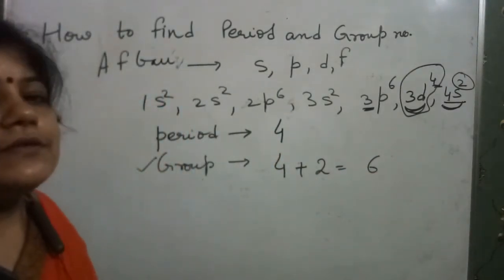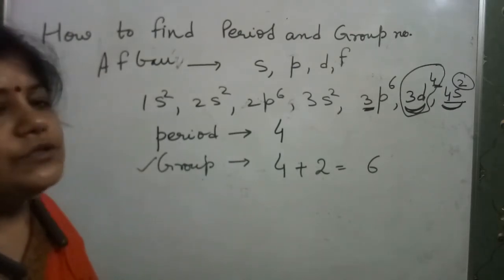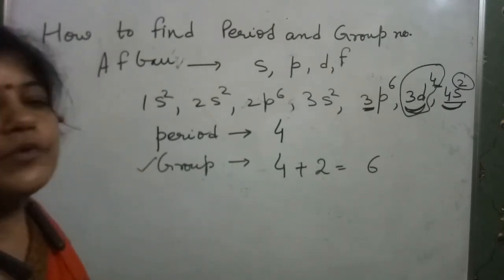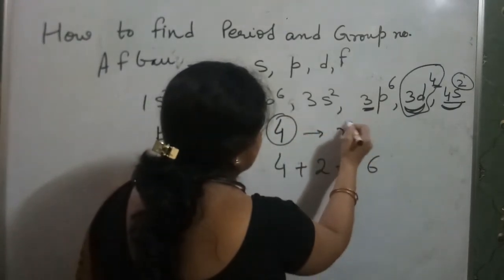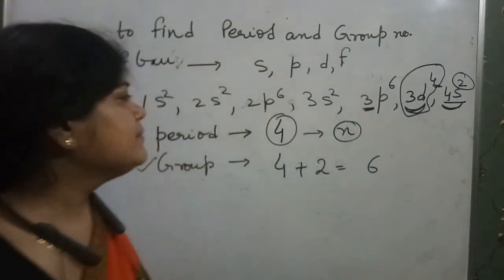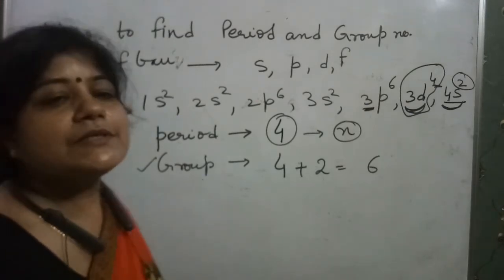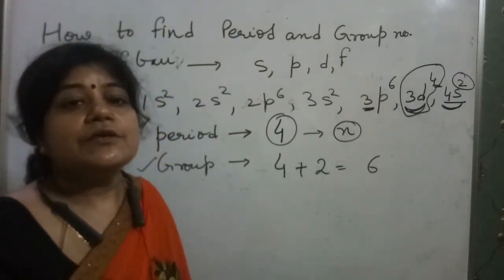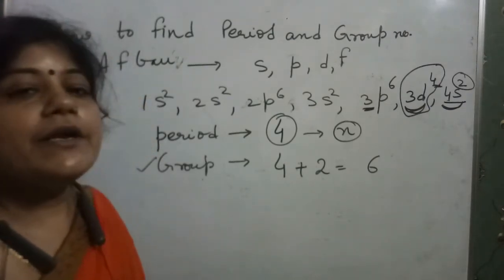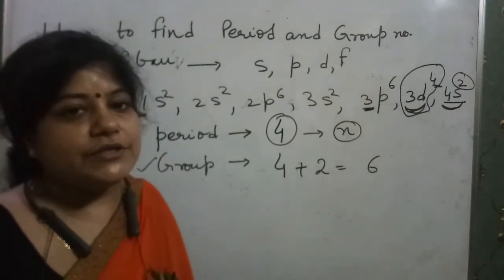And if the case is having f electrons, it belongs to group 3, and the period can be written with the help of the principal quantum number, that is n. Okay, I think the concept is clear to you now. This is how you find the period and group of an element, because this topic is very important and often asked in competitions. Thank you.